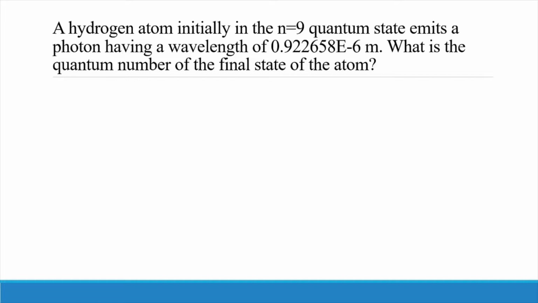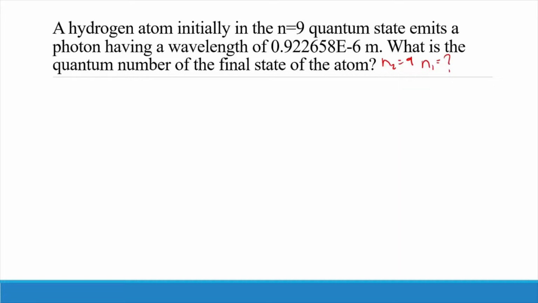Okay, our next question. A hydrogen atom initially in the n equals 9 quantum state emits a photon having a wavelength of that. What is the quantum number of the final state of the atom? Now, since it's emitting a photon, that means we're going down in energy level. So we're going to go ahead and say that this n equals 9 is n2, since n1 needs to be smaller than n2.